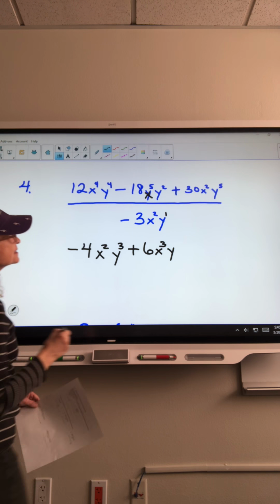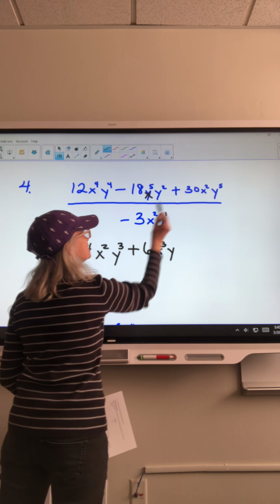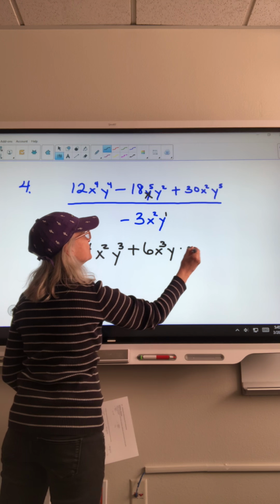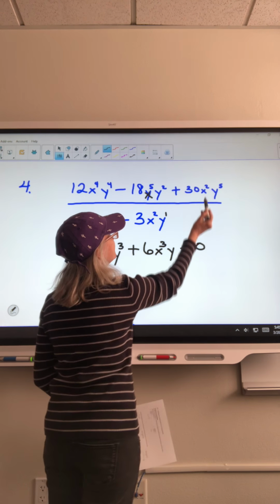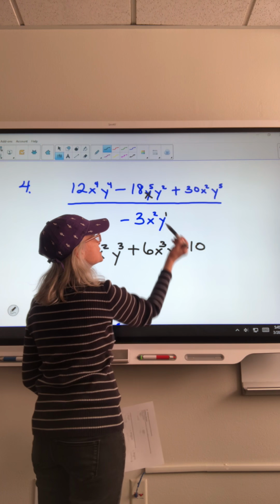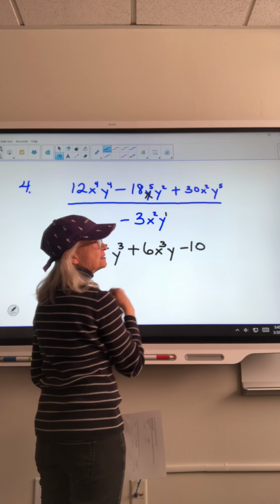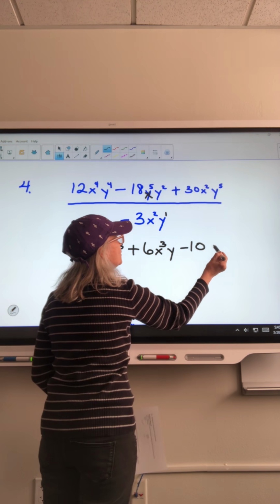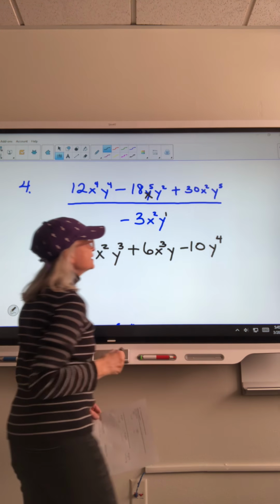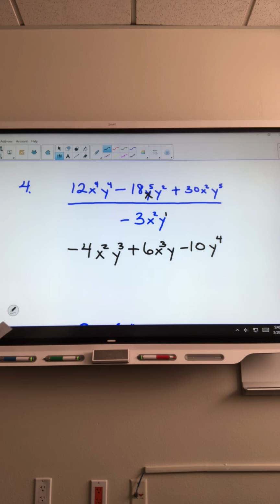And then for the last part, a positive 30 divided by a negative 3 is going to be a negative 10. And then x squared divided by x squared is going to just cancel out. 5 take away 1 is 4. So the last part, you'll have a negative 10y to the 4th.